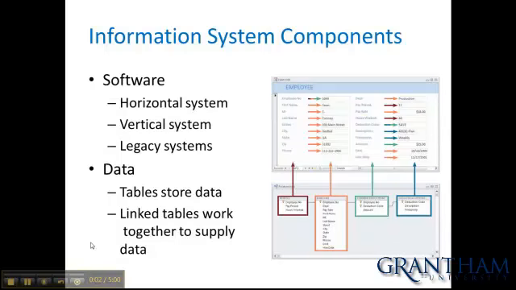Next, we have to look at software. There's horizontal systems, vertical systems, and legacy system. Horizontal systems are systems that can be used in multiple organizations. Vertical systems are systems that are for specific business needs and can only be used in certain industries. Legacy systems are old systems that are imperative to the business, and so the business continues to use these old systems. Tables store data. These tables are then linked together to supply information to our various applications.